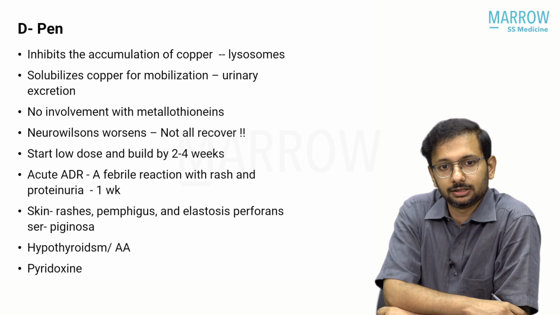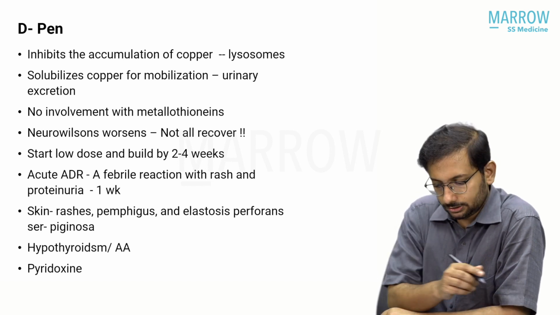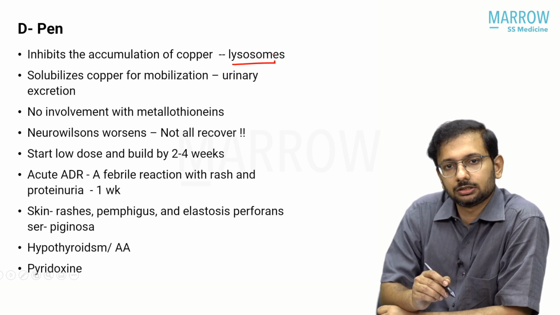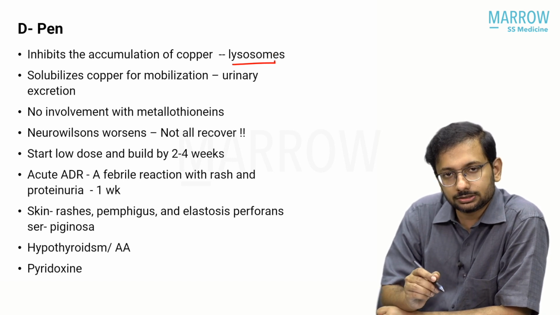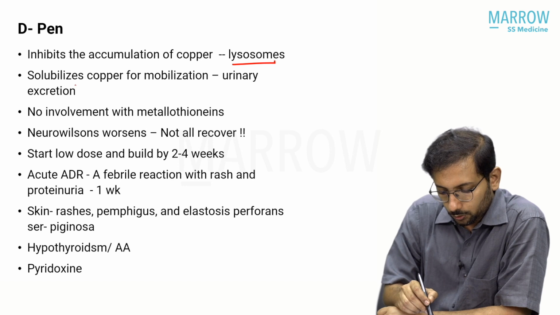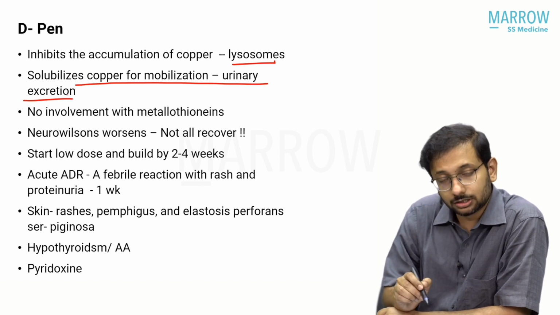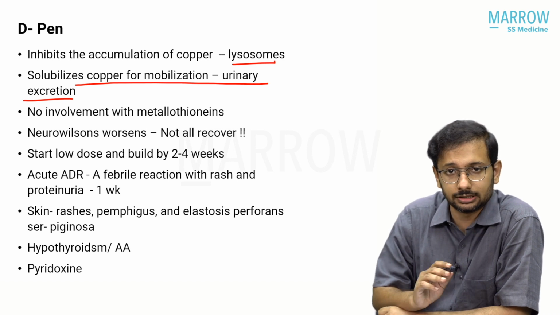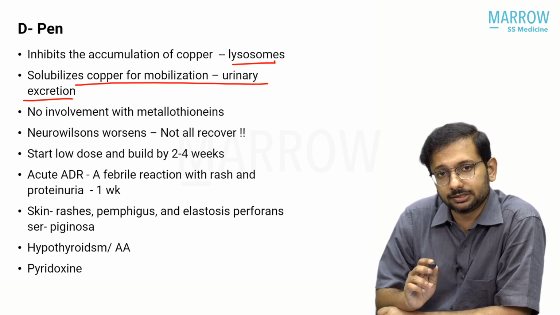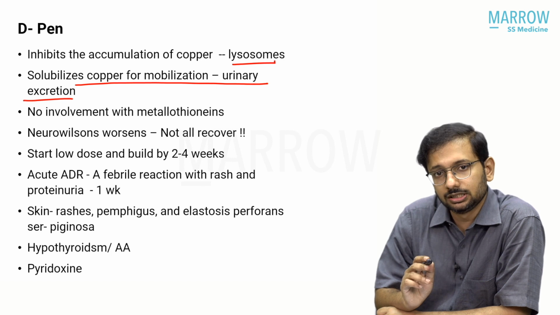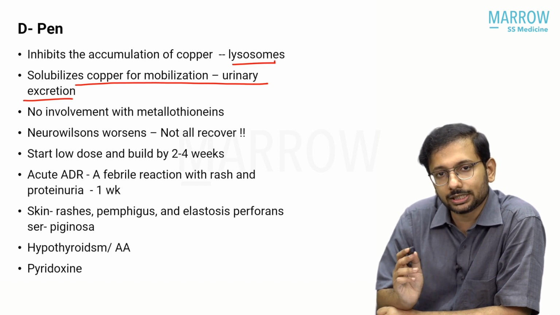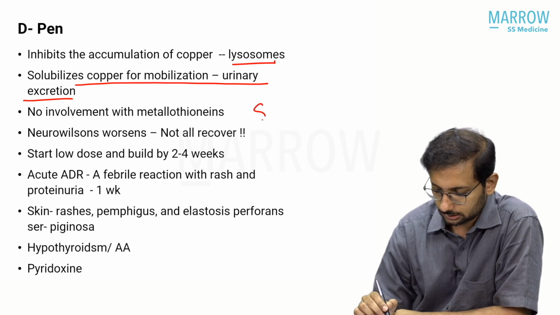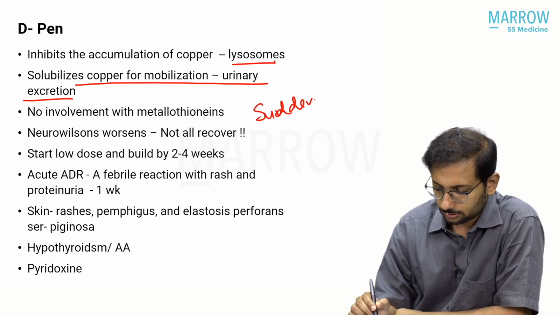With respect to D-penicillamine, it inhibits accumulation of copper in the lysosomes. So what happens? The copper gets solubilized and it helps in the urinary excretion of copper. There is no involvement of metallothionein; it does not induce metallothionein like zinc does. Now the problem with penicillamine when you start therapy in Wilson disease is immediate neurological worsening. Why that happens is basically because of sudden mobilization of free copper.